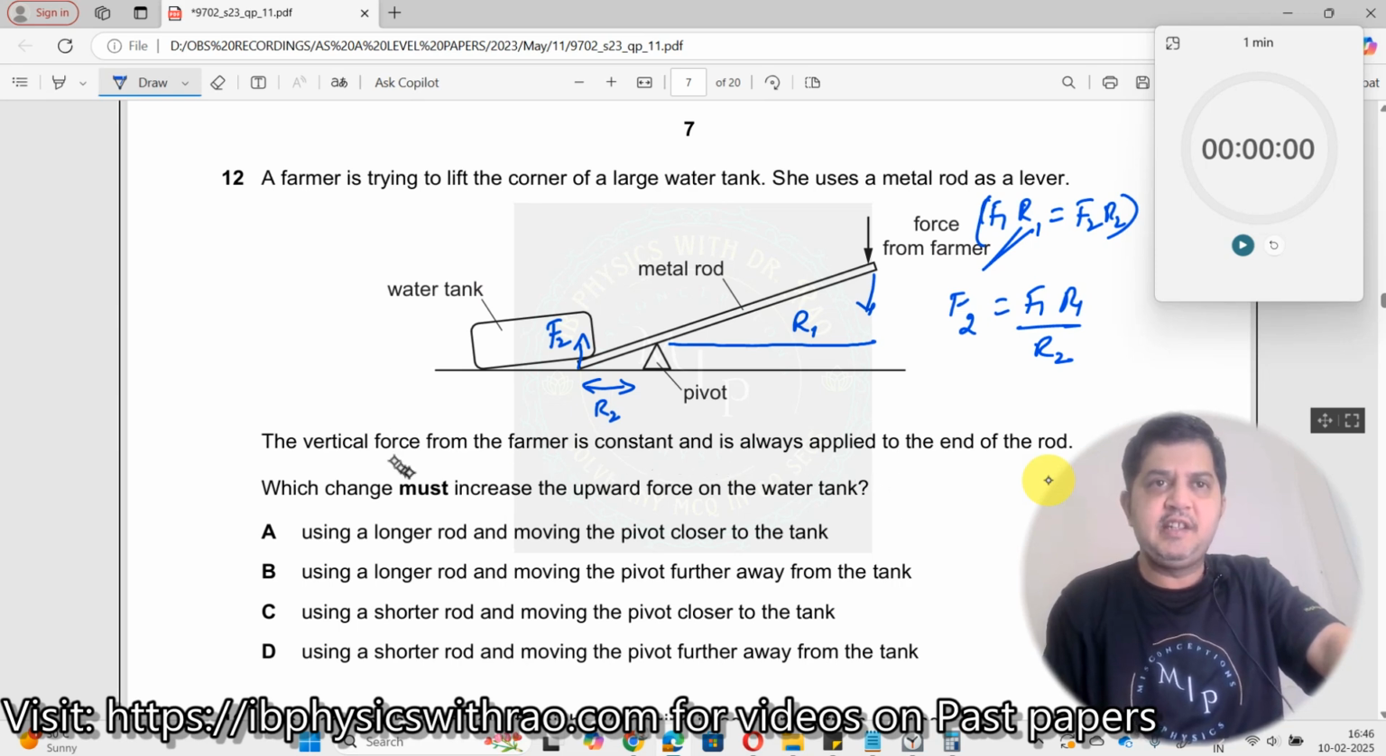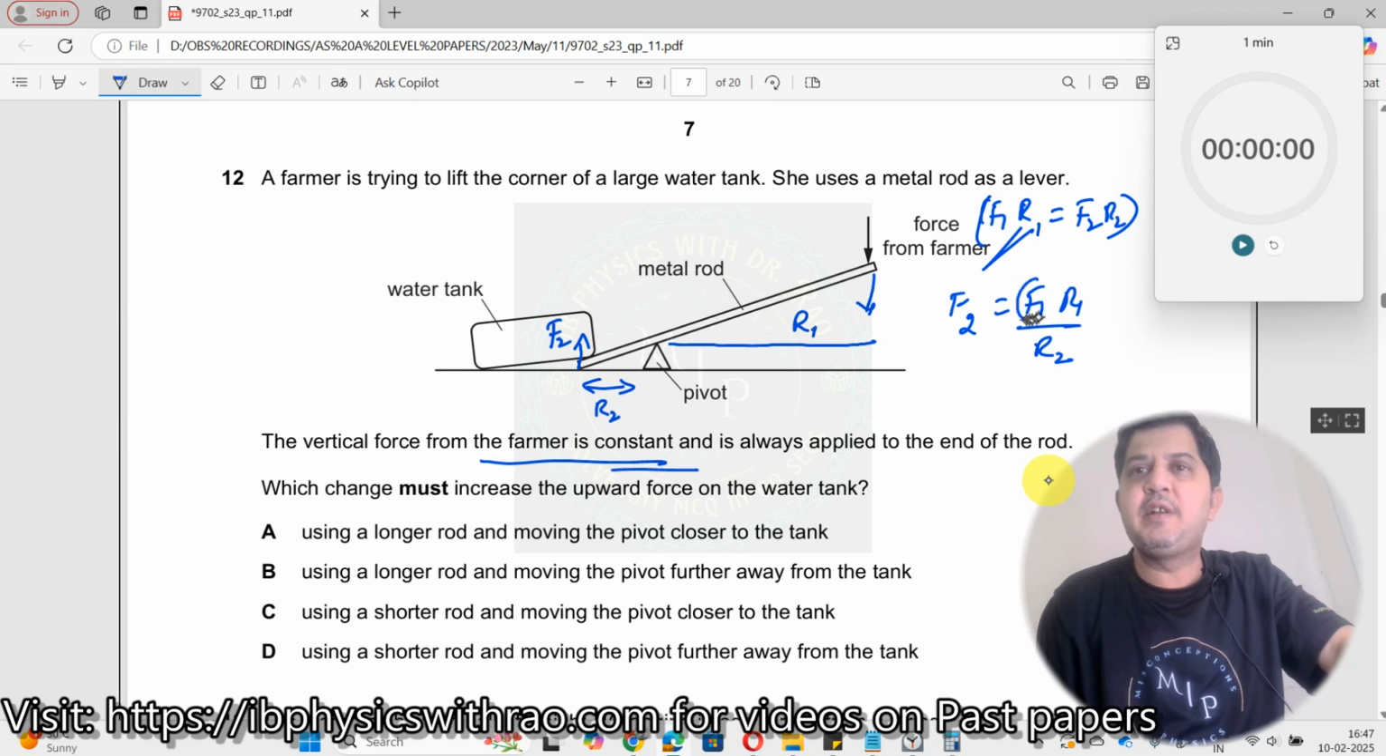Now look at the question here. It says the vertical force from the farmer is constant, which means what? You are not going to change this one. It is going to be constant. Now what is it dependent on? F2 thus is proportional to this R1 by R2. Now what is R1? R1 is this one over here.